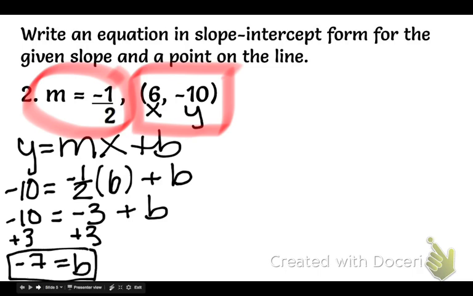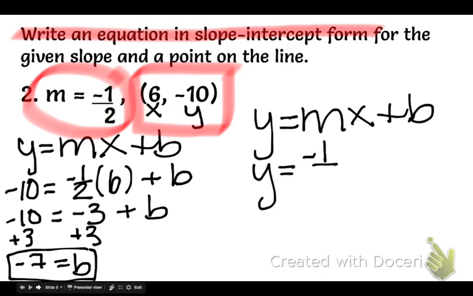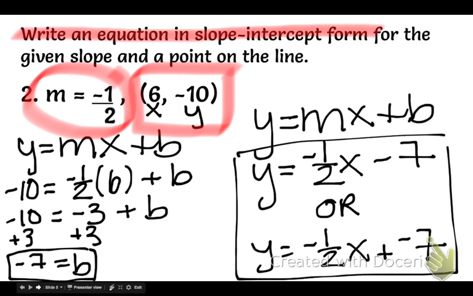Okay, again, I know that this is not my final answer because in the directions it said write an equation in slope-intercept form. That's the y-intercept. So I need to plug my values into y equals mx plus b. Again, I was given the slope, so I'm going to put -1/2 in for m, and I just calculated my y-intercept. So I can put plus -7, or I can write the equation as y equals -1/2 x minus 7. Your preference. So one of these two equations is your final answer.